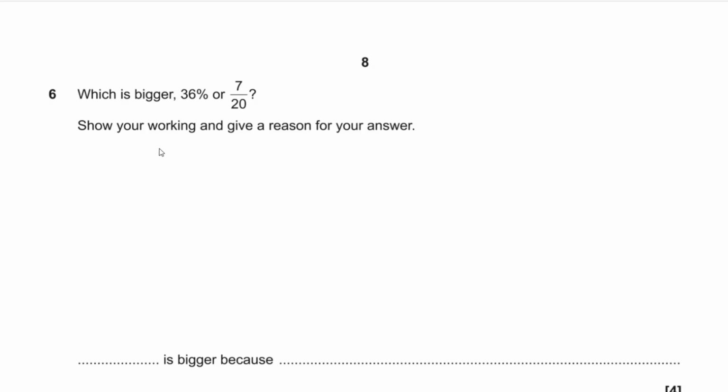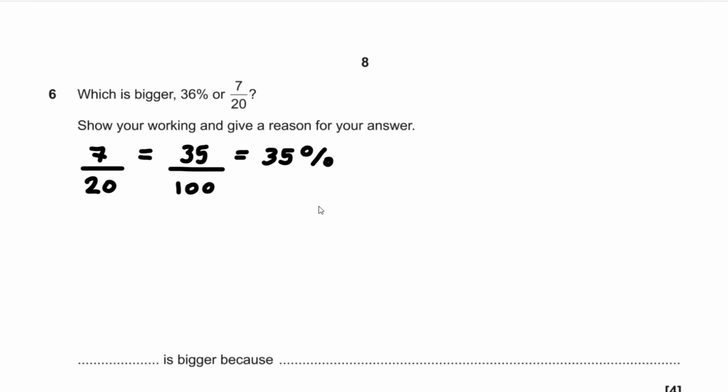Question number 6, which is bigger, 36% or 7 over 20? Let's convert this 7 over 20 to a percentage. A percentage means out of 100. So to find the equivalent fraction, 7 over 20 is the same as 35 over 100, which is of course the same as 35%.